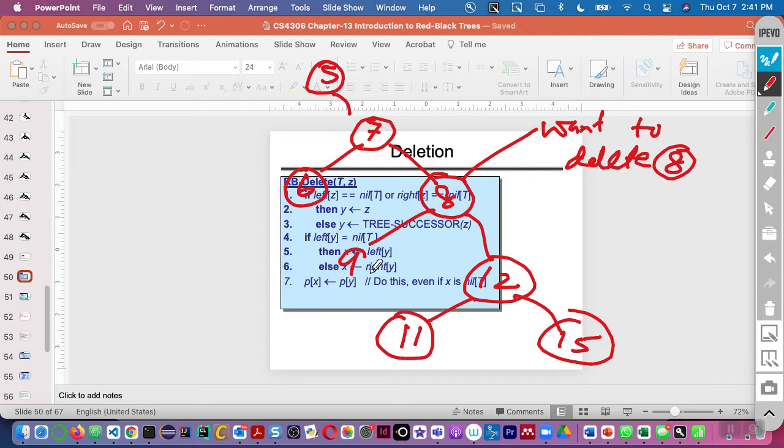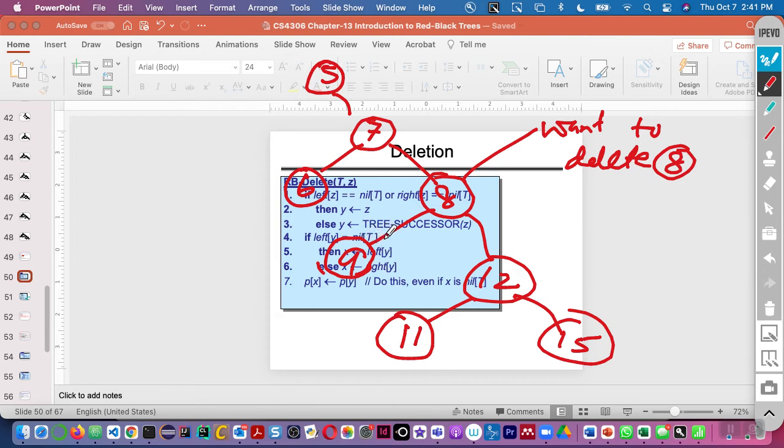We can take left predecessor. Okay, so left predecessor means the highest value in the left subtree. So here there is only one, right? So this is the highest one. Okay, this is left predecessor. So then 9 will go over here. Okay, and 9 will be replaced by nil there.